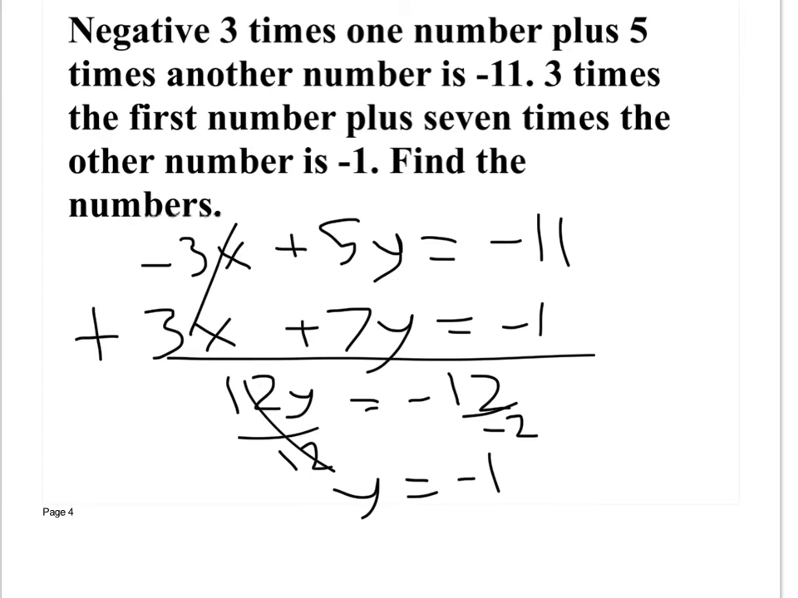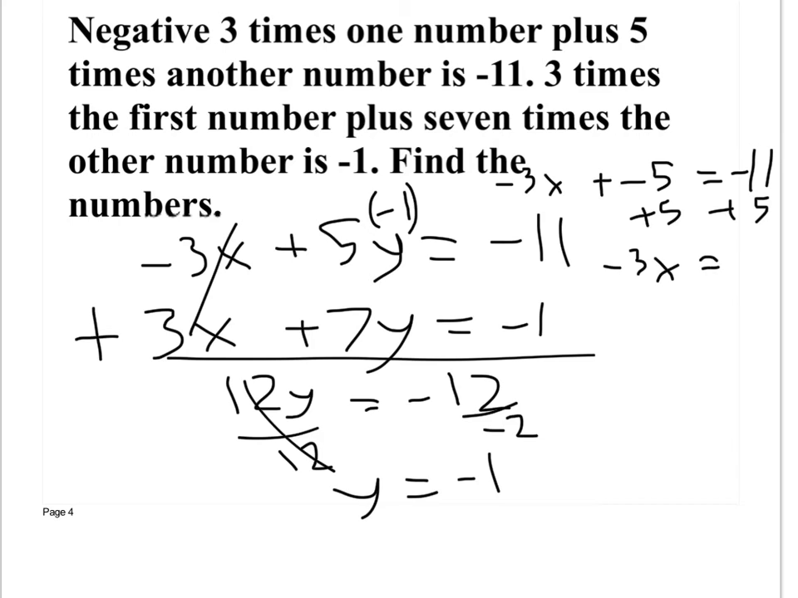So I'm going to plug negative 1 into the top one because it doesn't matter which. Negative 3x plus negative 5, because 5 times negative 1 is negative 5, equals negative 11. I'm going to add 5. So I get negative 3x equals negative 6. Divide by negative 3. X equals positive 2. So there's your ordered pair, 2, negative 1.